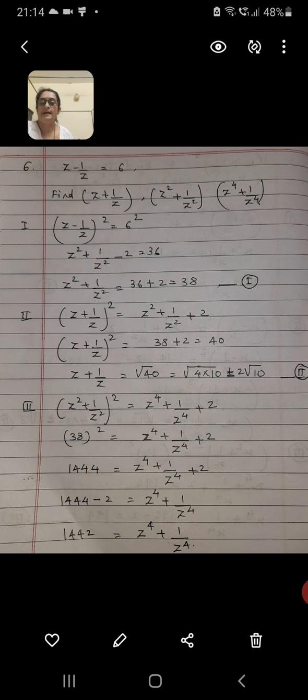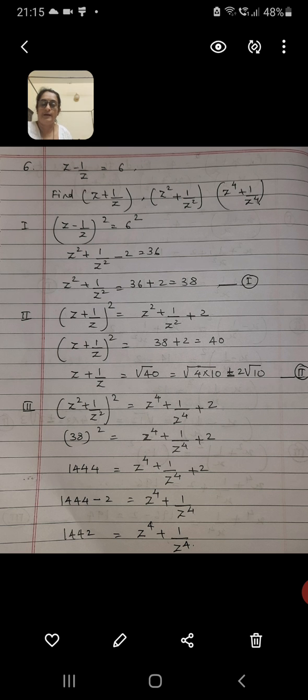So using the identity, (z minus 1 upon z) square is z square plus 1 upon z square minus 2, and even right hand side also we have to square, that is 6 square is 36. Take minus 2 to the right hand side, that is positive 2, that gives us 38. So this is our second answer, z square plus 1 upon z square.